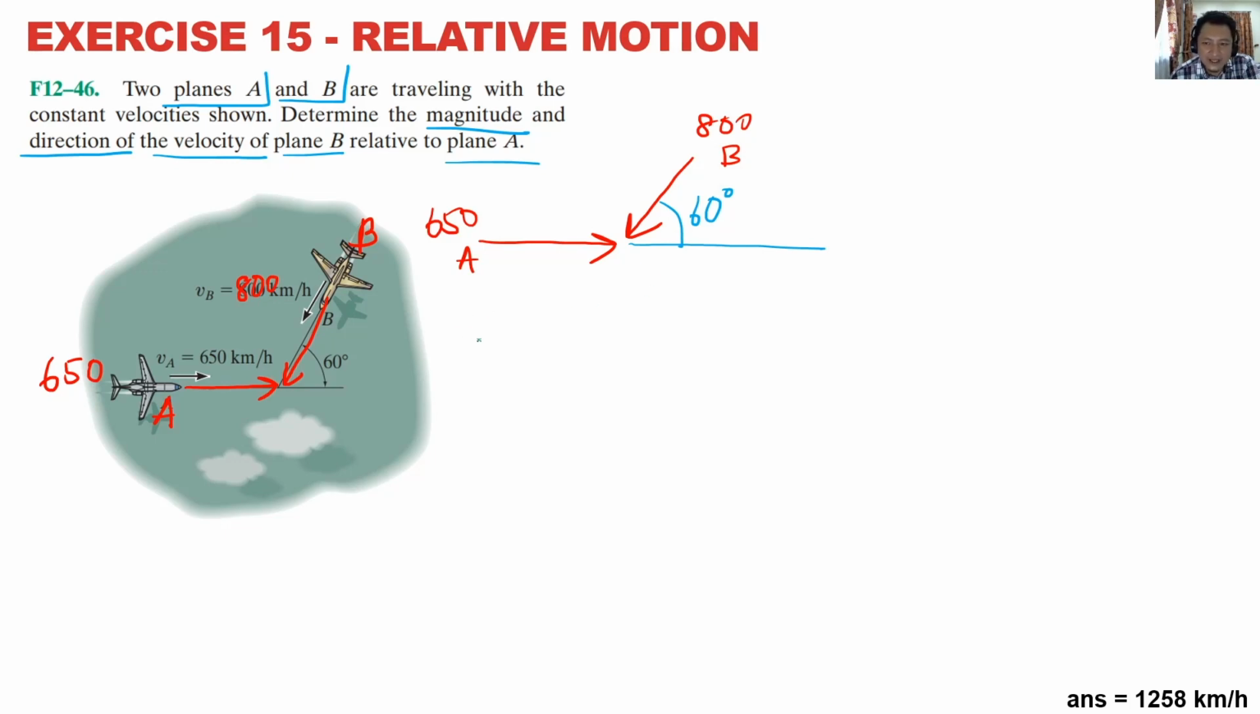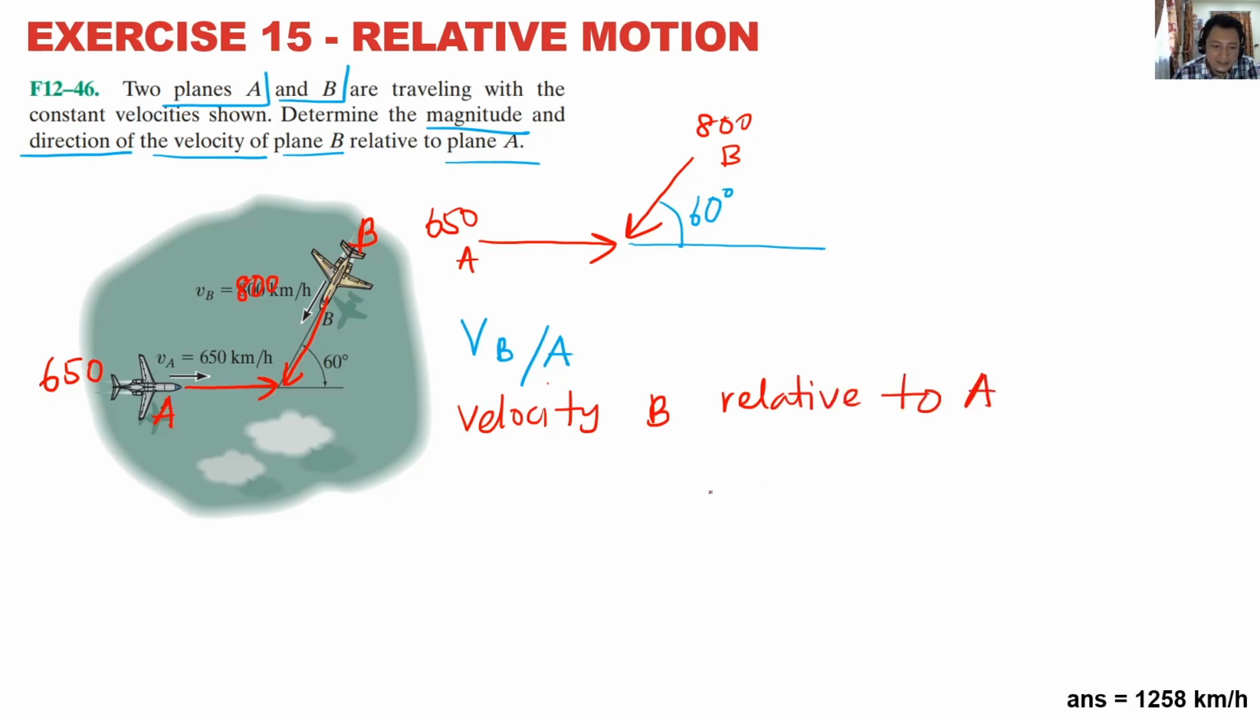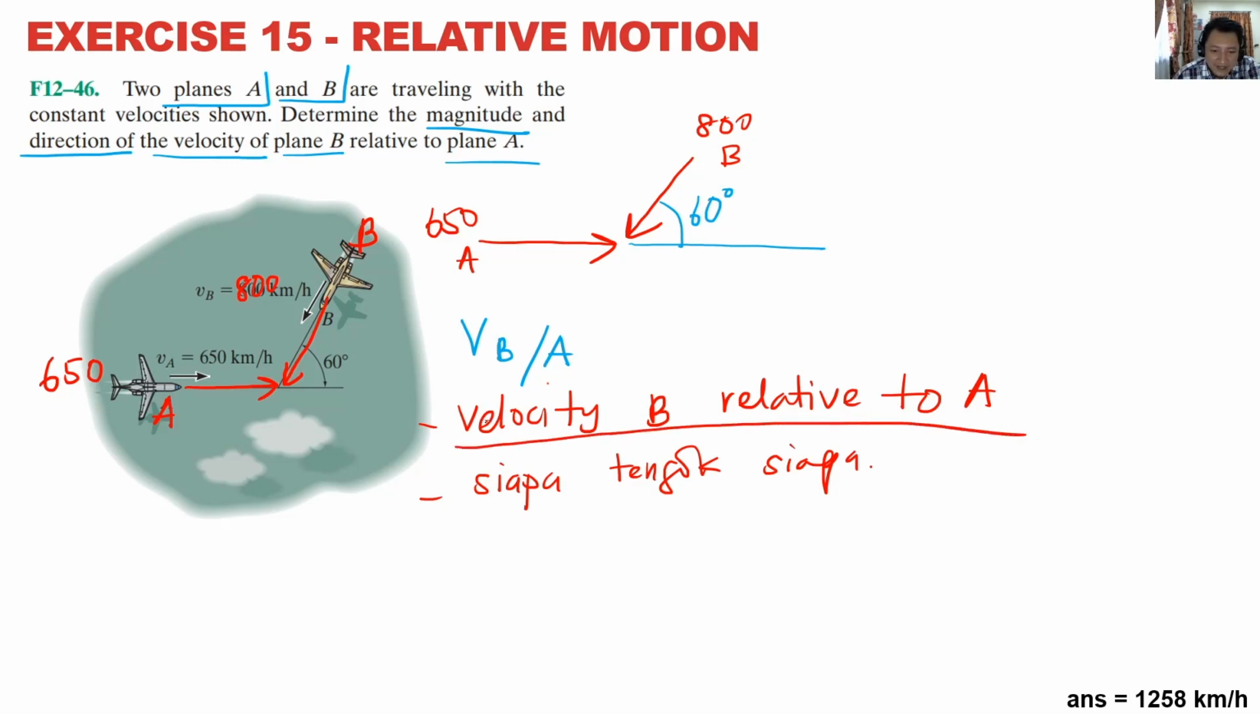Okay, this is kind of hard to understand also sometimes. Magnitude and direction of velocity of plane B relative to plane A. Velocity B relative to A. Like that. So, velocity B relative to A. There's a big question here. Who is looking at whom? Meaning pilot A looks at B, or pilot B looks at A? This one. Velocity B relative to A.